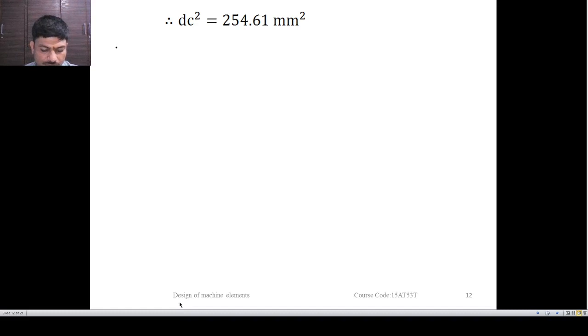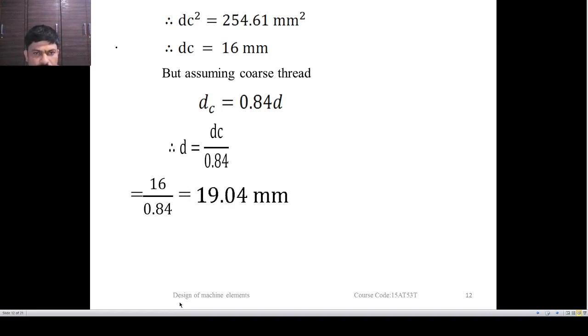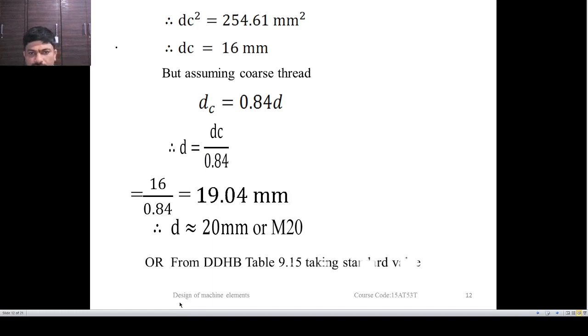Therefore dc is equal to square root of 254.61. So here you are getting the value 15.95 or 16 mm. dc is equal to 16 mm. Assuming coarse thread, dc is equal to 0.84 D. Therefore, D is equal to dc divided by 0.84. Therefore, D is equal to 19.04. Or D is equal to M20, or you can use the design data book 9.15 standard table. So for the core diameter of 16 mm, we are getting the standard dimension M20 as the nominal diameter of the bolt.